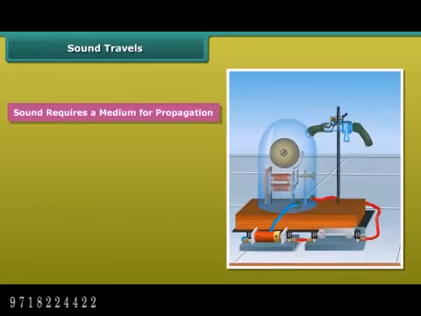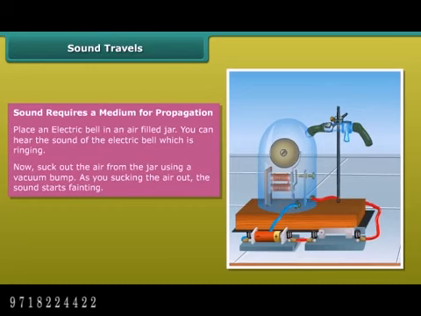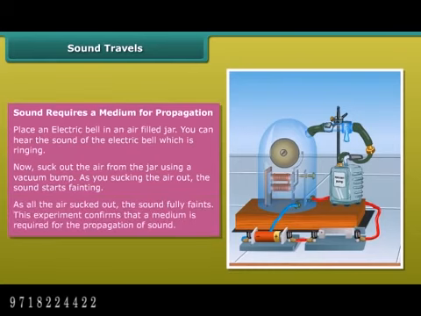Sound requires a medium for propagation. Place an electric bell in an air-filled jar. You can hear the sound of the electric bell which is ringing. Now suck out the air from the jar using the vacuum pump. As you suck the air out, the sound starts fading. When all the air is sucked out, the sound fully fades. This experiment confirms that a medium is required for the propagation of sound.